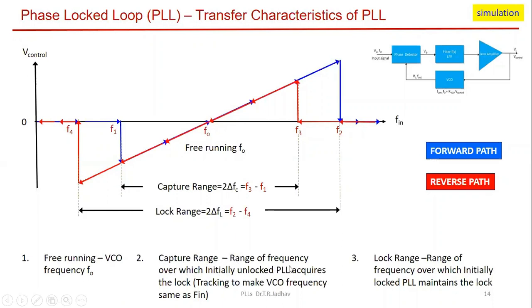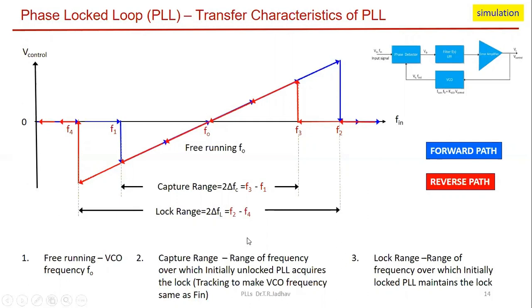It is the range of frequency over which an initially unlocked PLL acquires the lock. Before that, the PLL was unlocked, and it is establishing the lock. So the capture range is about acquiring the lock, and the lock range is about maintaining the lock. Understand the words: one is acquiring and another is maintaining.